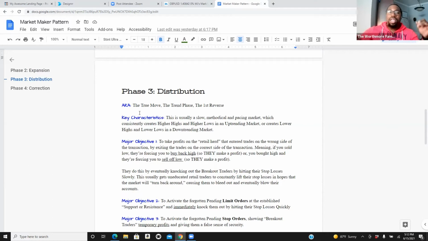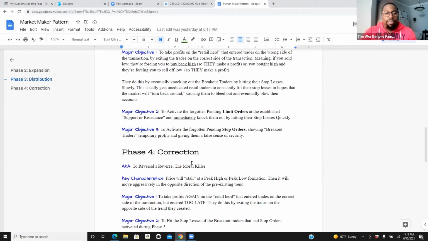And we'll go into the major patterns, W, VVM, M, AAW. I'll show you what that looks like, okay? But all in all, this is what that is. The true move, trend phase, first reverse, because it's reversing what they did during the expansion phase. Here are the key characteristics. This is usually a slow, methodical, and pacing market, which consistently creates higher highs and higher lows in an uptrending market, or lower highs and lower lows in a downtrending market, right?